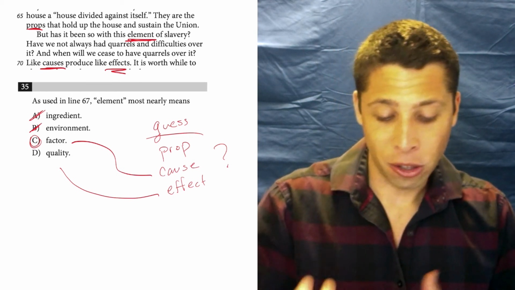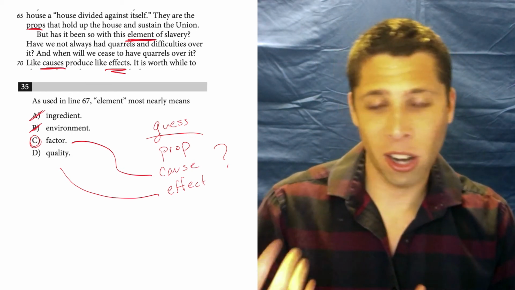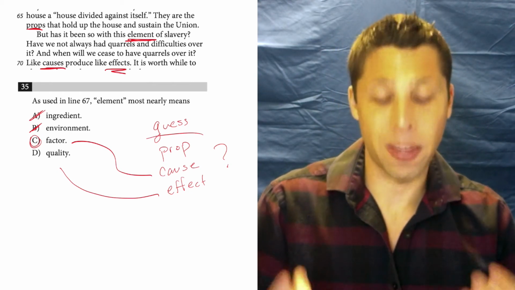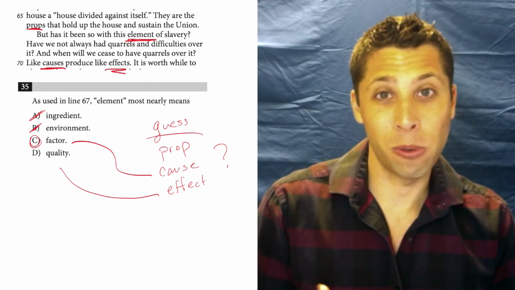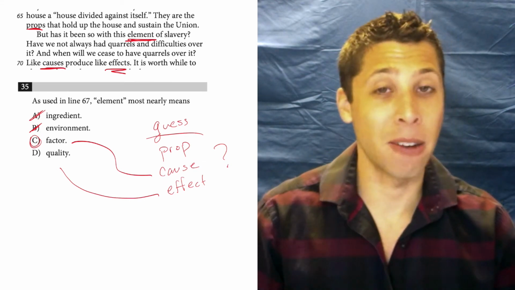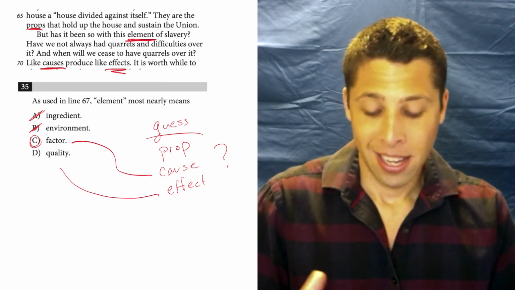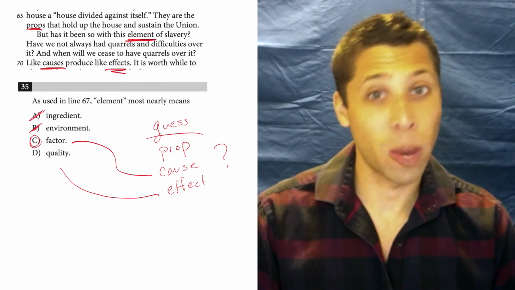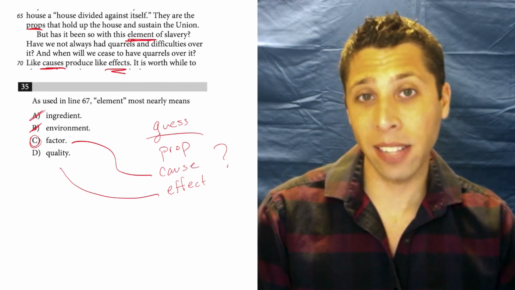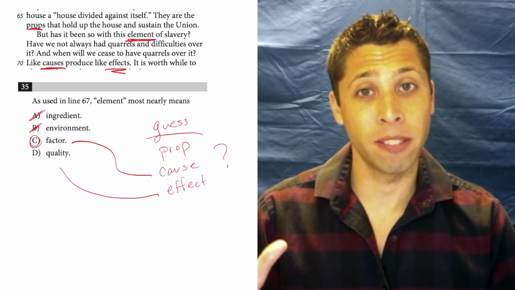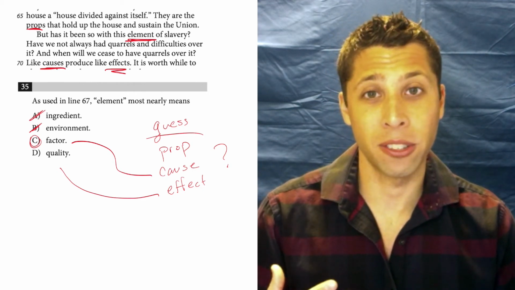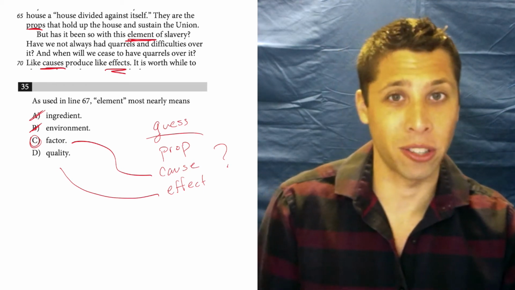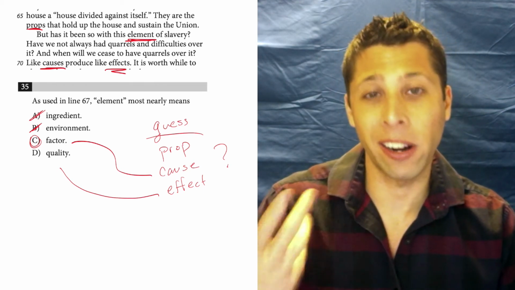They're talking about something that has causes and effects. That is the thing that holds up the house. So it's a factor in holding up the house. It's vague enough that it doesn't really get in the way. And I think that's the key thing. A and B are, to me, obviously wrong because they just get in the way. Those definitions, those words do not fit in this situation. And so they are obviously wrong.